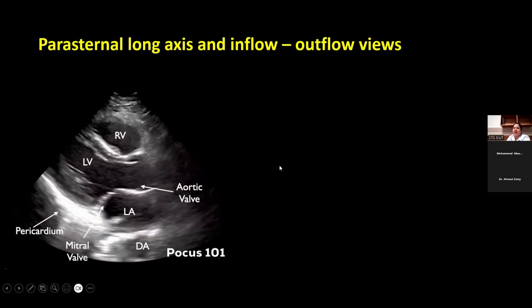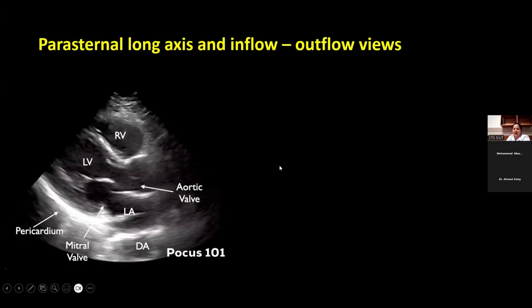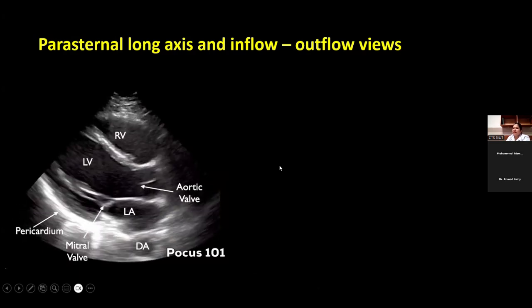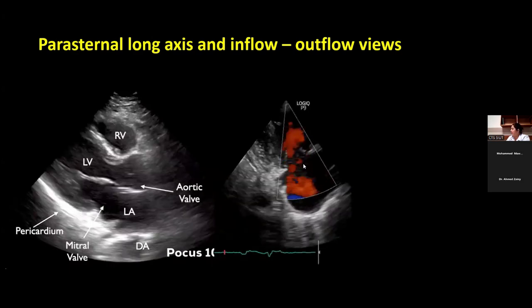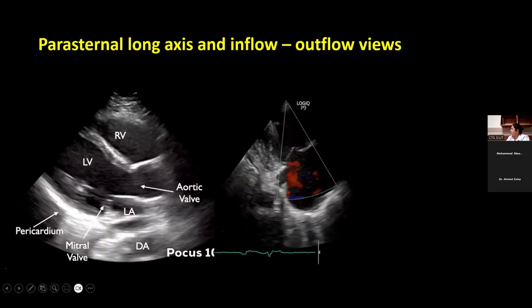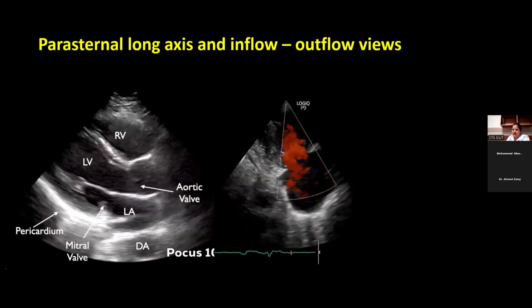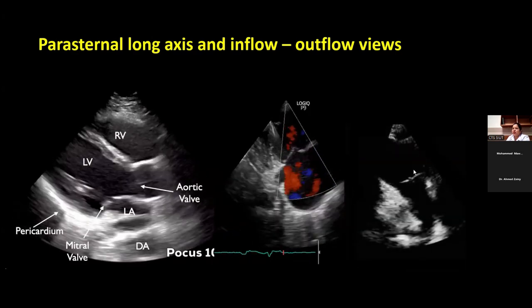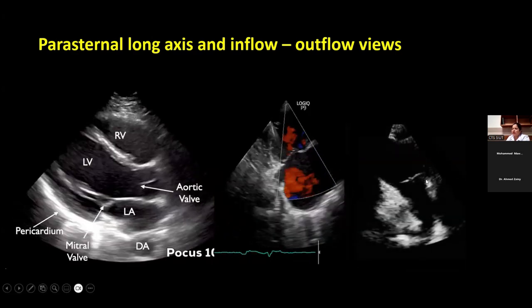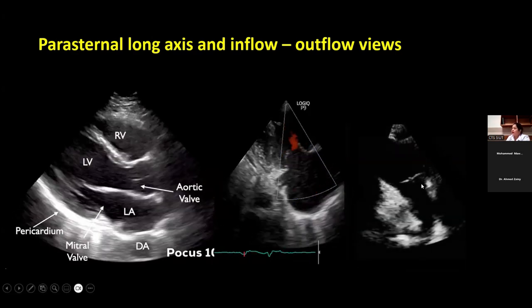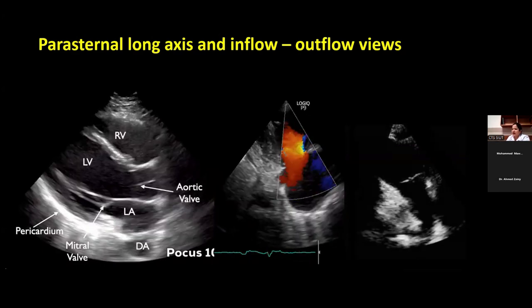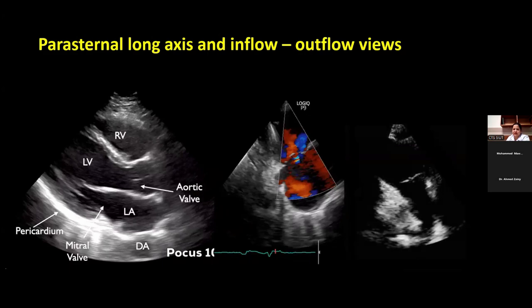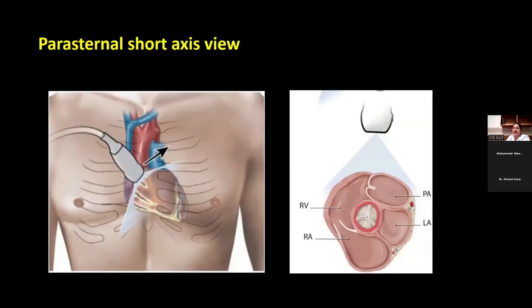And how the image looks like in the echocardiographic view. When you make the inflow view, the tricuspid valve looks like this, and here when you put the color, you can look at the tricuspid regurgitation. And when you move towards the outflow view, you can see this is the pulmonary valve, and you can appreciate different abnormalities.